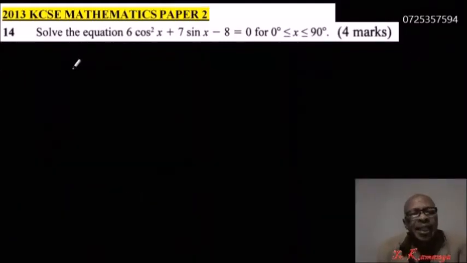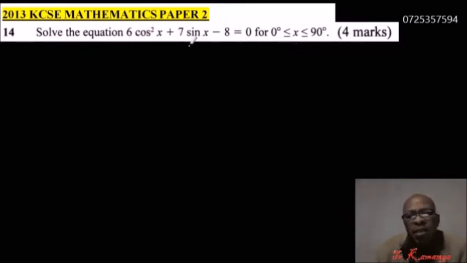This is 2013 KCSE Mathematics Paper 2, and this is question number 14. Solve the equation 6 cos squared x plus 7 sin x minus 8 equals 0 for the range x greater than or equal to 0, less than or equal to 90. This is from the topic Trigonometry 3, which you did in Form 4.